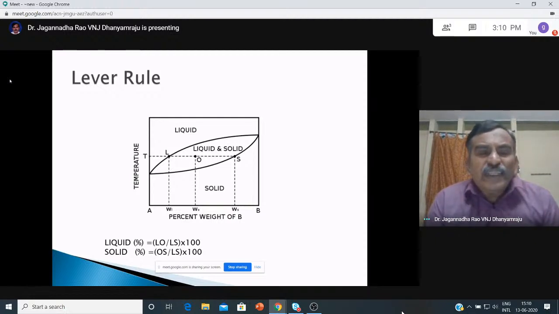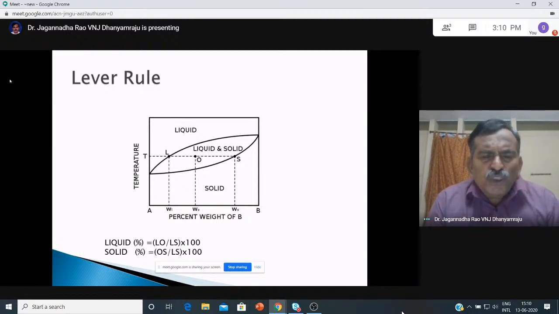So for this, you draw a tie line parallel to the x-axis passing through the temperature. So that is the horizontal line that is drawn, TLS, in this diagram. So now this is called a tie line, and this tie line intersects liquidus at L and intersects solidus at S.